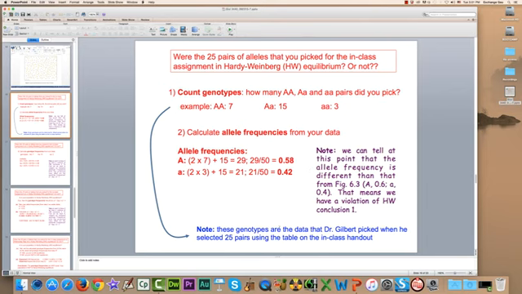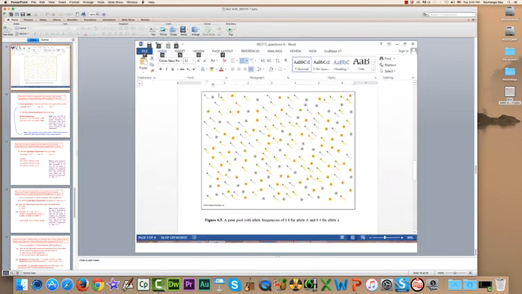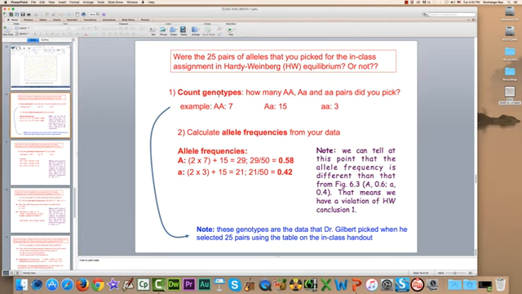And note that the data we're working with here is the data that I picked using that figure in the previous slide back here. It may differ from the data that you collect. All right, let's move on.